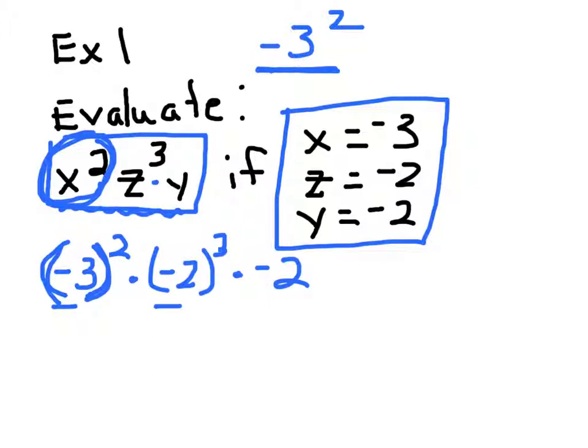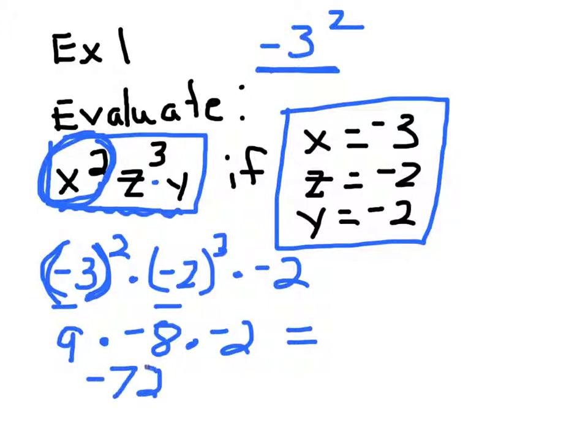Now let's evaluate these powers. A negative 3 times a negative 3 is 9, times, what's a negative 2 times a negative 2 times a negative 2? Negative 8, times a negative 2. Now simplify this. 9 times a negative 8 is a negative 72, times a negative 2, and I'm going to get a positive 144 as the evaluation of this expression.